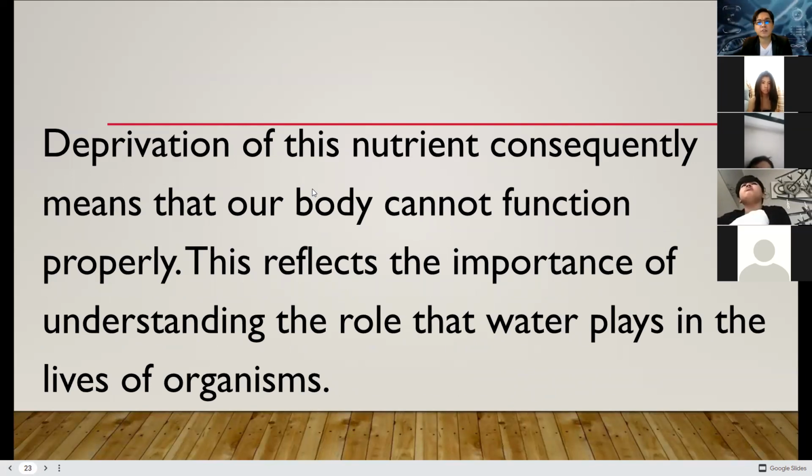Deprivation of this nutrient consequently means that our body cannot function properly. Or if you are dehydrated, you cannot actually function properly. You might have a headache. What else? Or certain death, in case you're dehydrated. This reflects the importance of understanding the role that water plays in the lives of organisms. If an organism is deprived of water, that organism may die because of dehydration. It can cause death.